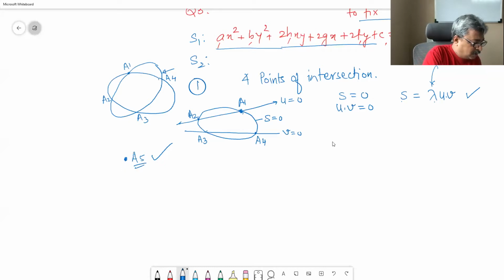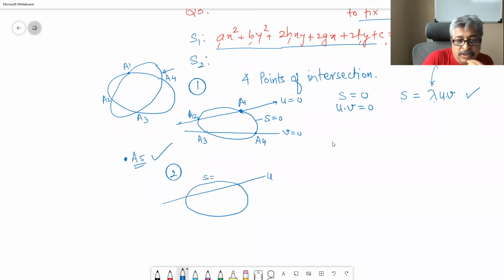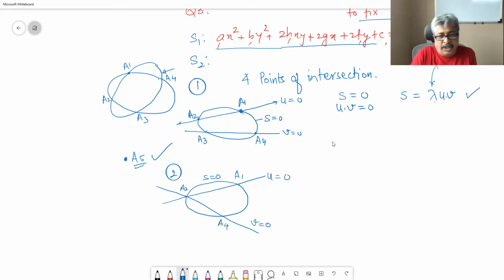Diagram number 2 is, suppose we get one conic S is equal to 0 and line U is equal to 0, and line V passes through it like this. Then what can you say about the new conic that you are trying to find out? Now the equation should not change. S is equal to lambda UV. What can you say about the new conic that you are aiming for?